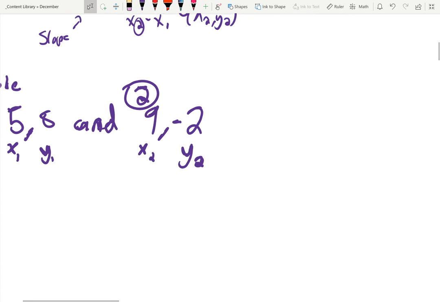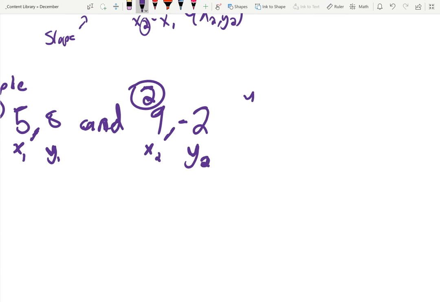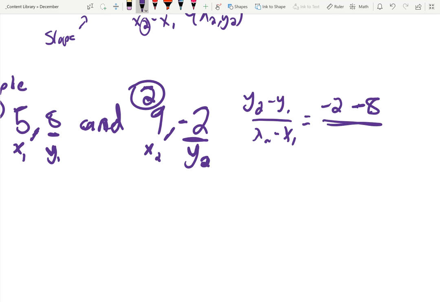So now if you're just using your formula, right, your formula was y2 minus y1 over x2 minus x1. Then y2 is -2, y1 is 8, so -2 minus 8 over x2, which is 9, minus x1, which is 5.